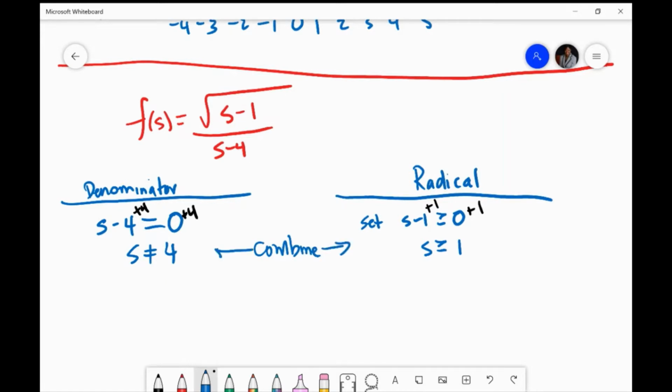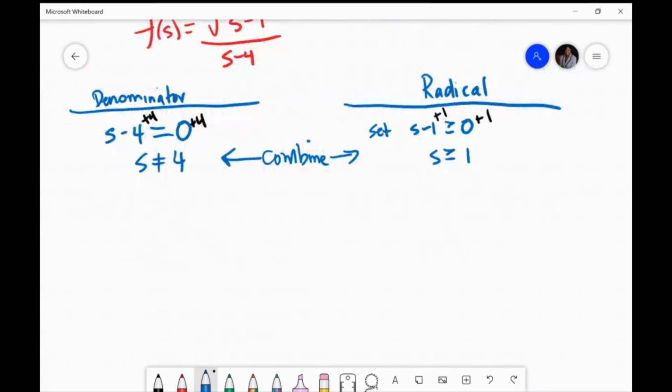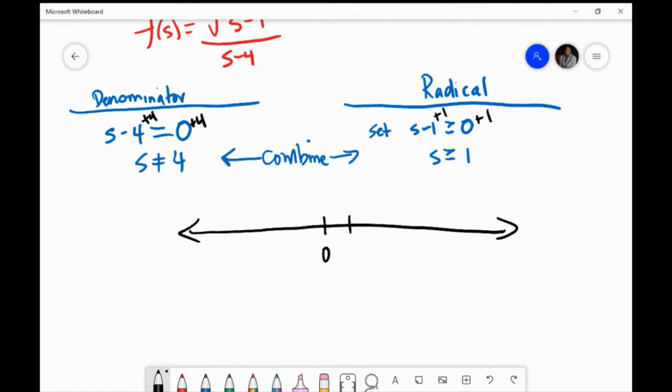Now let's look at a number line so we can really figure it out. On one hand, we're saying that s cannot equal 4. So are we going to put an open circle or a closed circle at 4? We're saying it cannot, so open. We're going to be open because we don't want it to equal 4. If we bubbled it in, that would mean that we want it to equal 4. So we got an open circle on the number line.